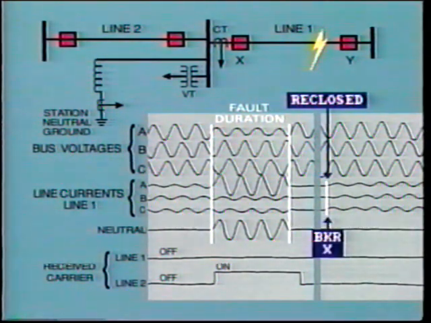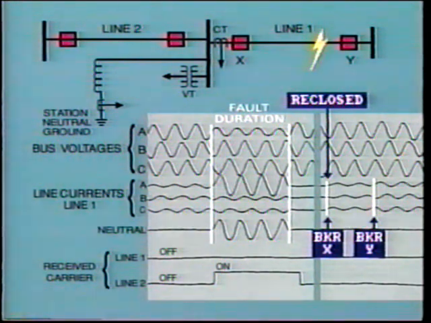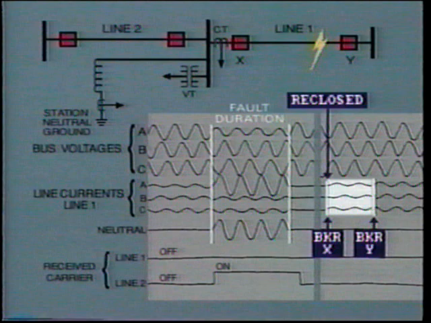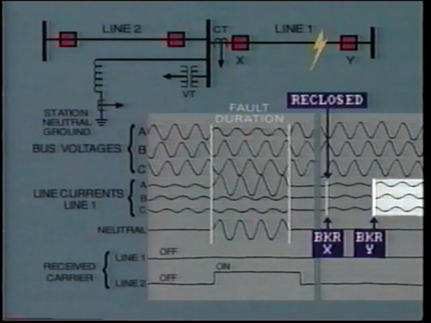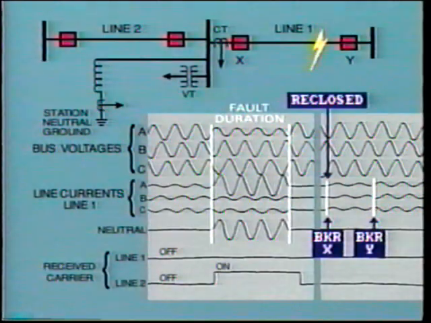Notice that the local breaker, X, closes first, and the remote breaker, Y, closes about 2 cycles later. During this period, the line is energized from one end only. The small current flowing is due to line charging. After the remote breaker closes, load current again flows.